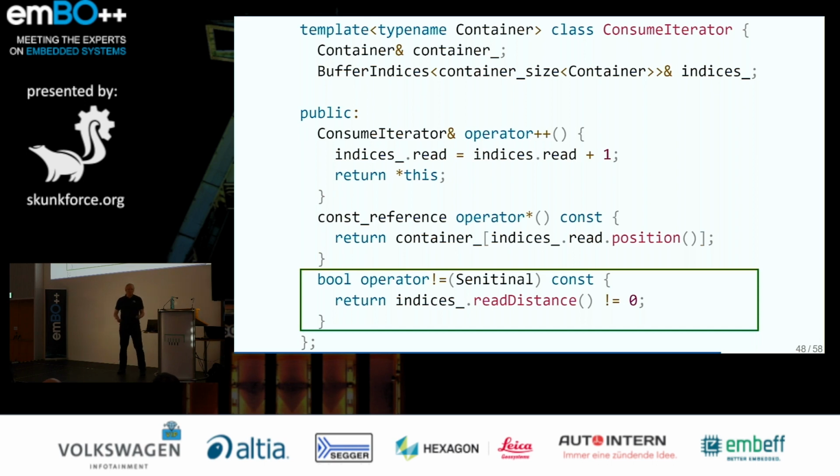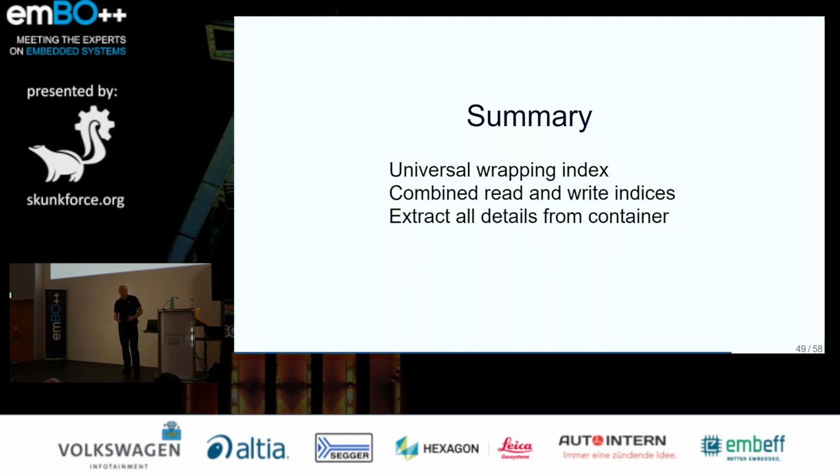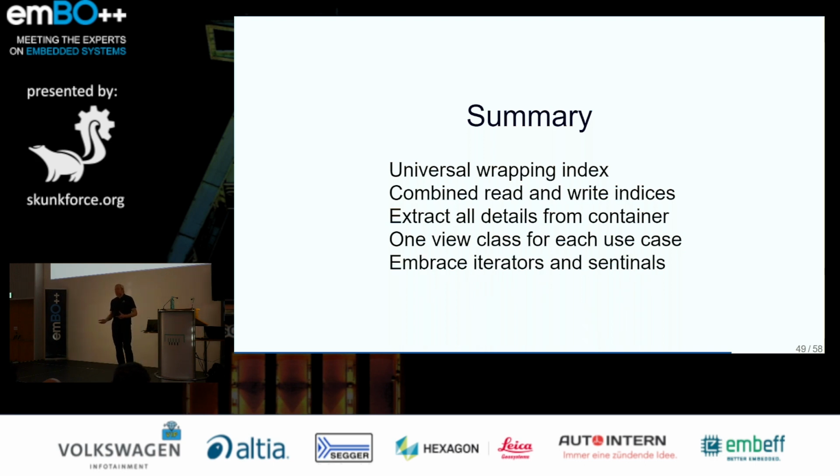And to summarize, we had the idea of a universal wrapping index, combined read and write indices, and extracted all the details from the container. So we spare ourselves a lot of template arguments. One view class for each use case, and we embrace the iterator and sentinel context here. So we had no interfaces, but would we use interfaces anyways? We can inspect the whole thing. We have ways to inspect that. So I would say we don't need interfaces here.